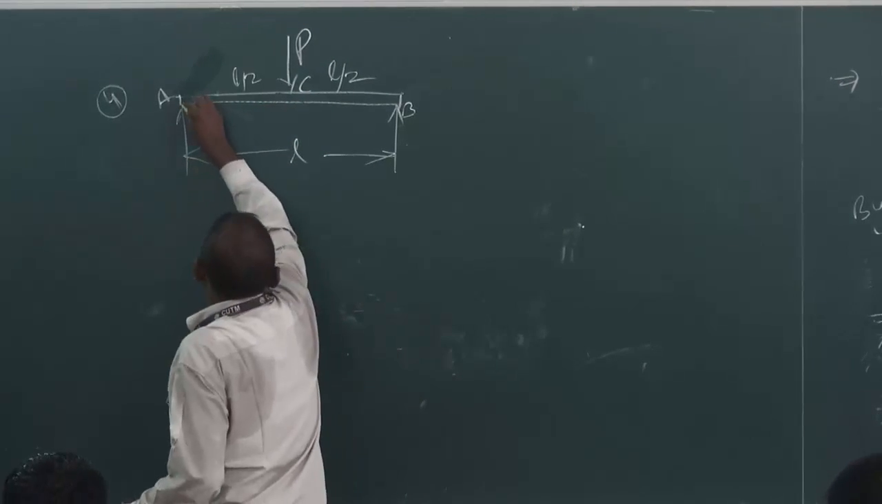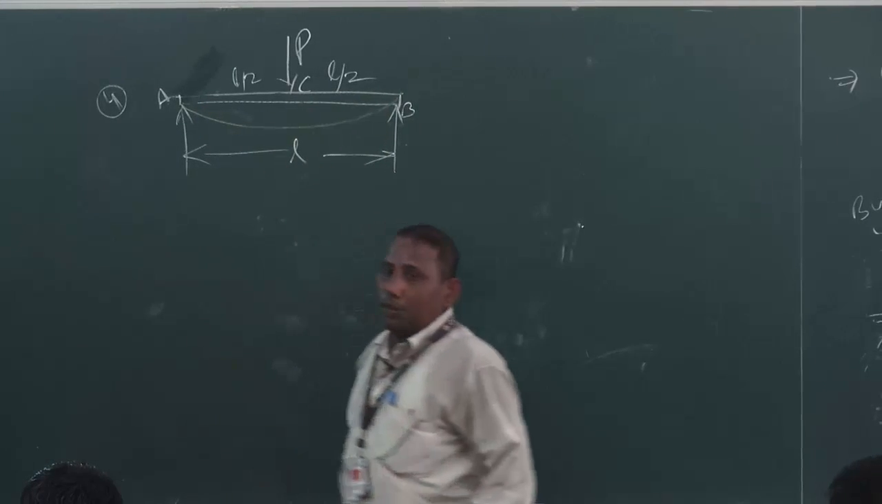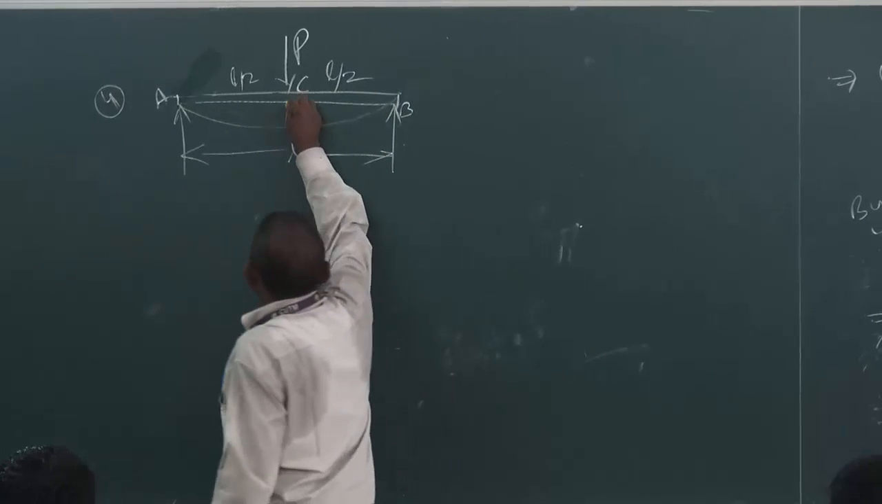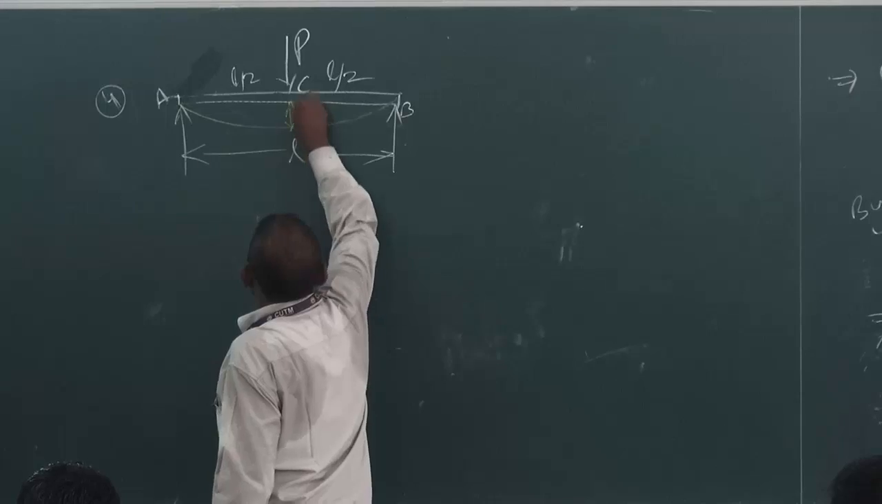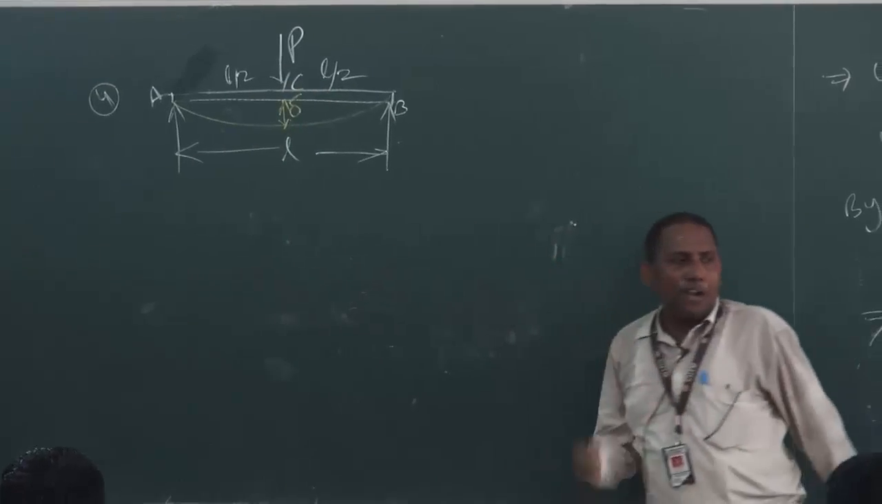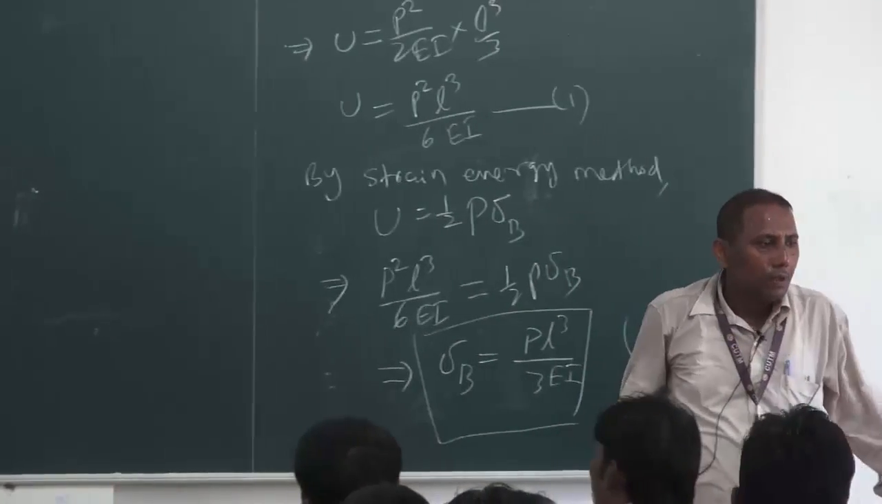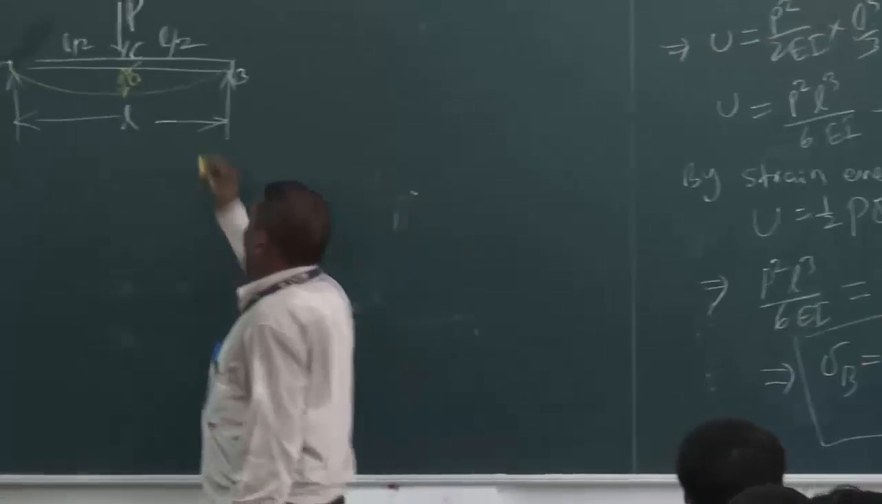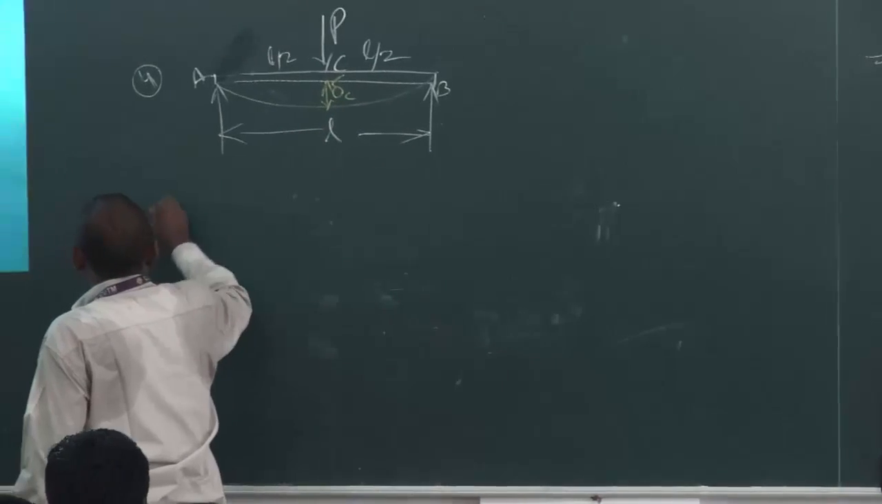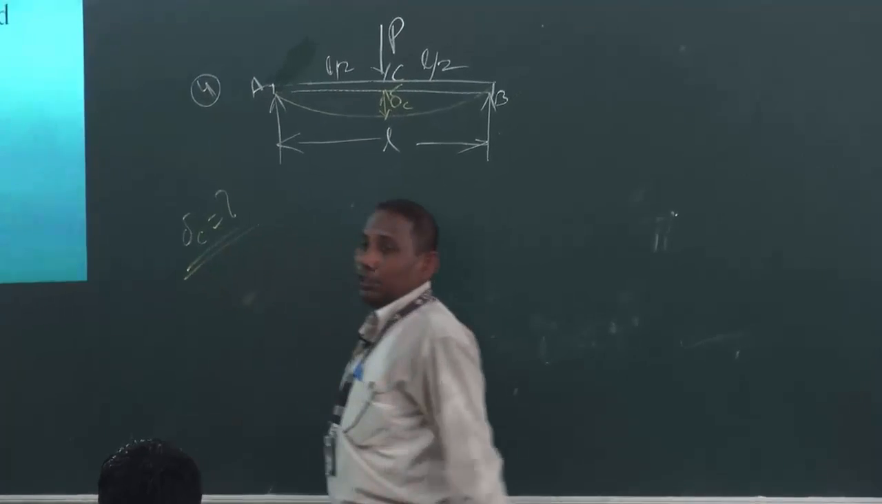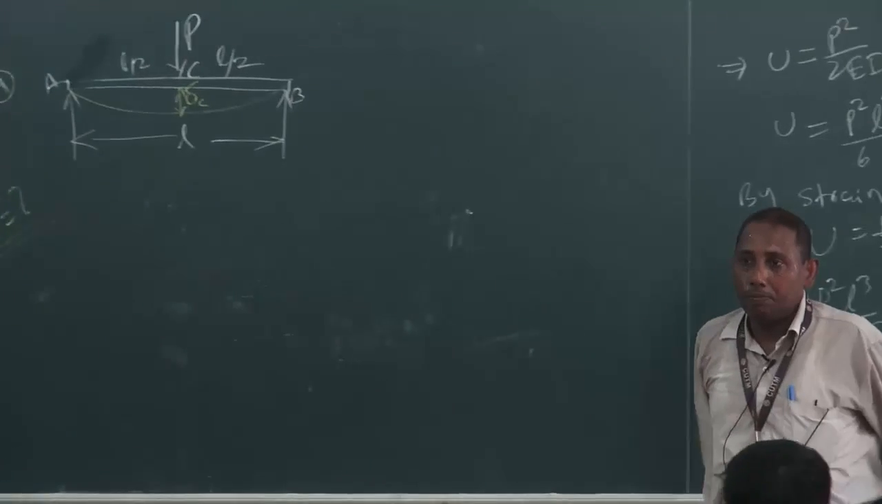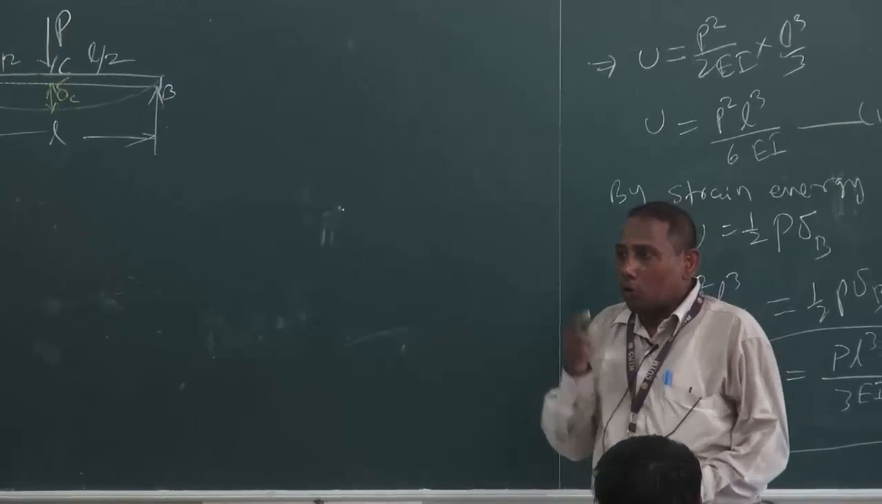It will deflect downward. And the maximum deflection will be where? At the point where the load is applied. So our objective is how to calculate the deflection at point C. This is your objective. Then what to do?